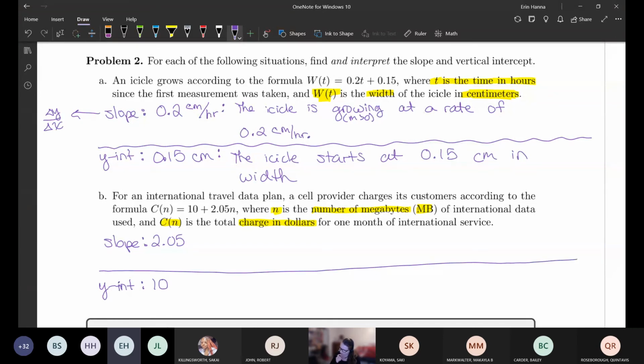The y-intercept is a y value, so that would be in dollars. You could try to put a dollar sign in front there, but I didn't really have the space. And then the slope, since it's a change in y over change in x, we have the change in the C(n) values, so dollars, divided by the change in n, which is megabytes, so it's going to be dollars per megabyte.